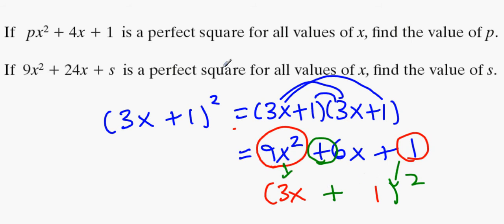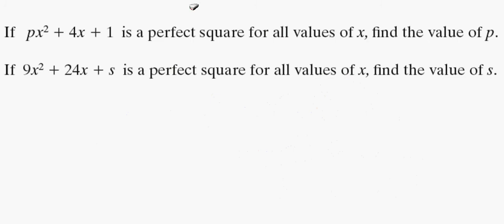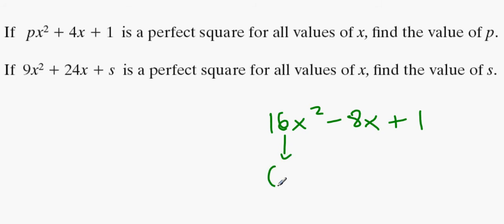Now, another example of this would be something like 16x squared plus 1 at the end, and then minus 8x in the middle. What you can do here is square root the first one, and you get 4x. Square root the last one, you get 1. The middle one is a minus, so it's a minus and squared. So 4x minus 1 squared is the answer to that.